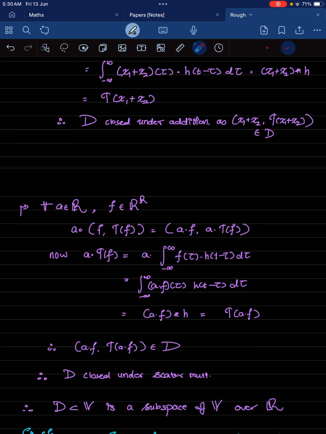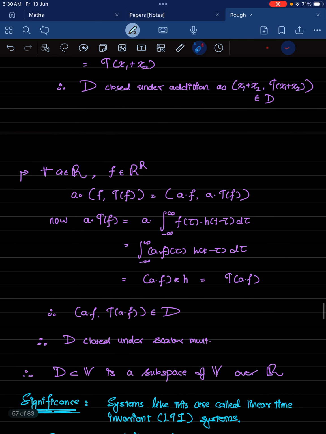So a times T of f can be expanded into this. Now we can take the scalar a inside the integral. That way it will be a times f of tau, which can be written as a times f of tau. Alright, this is how functions work. I'm just being a bit precise and rigorous over here. And so this by definition will actually be a times f convolved with h, which is technically the transform of a times f.